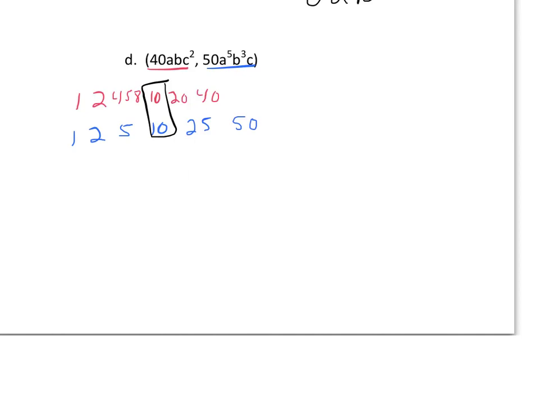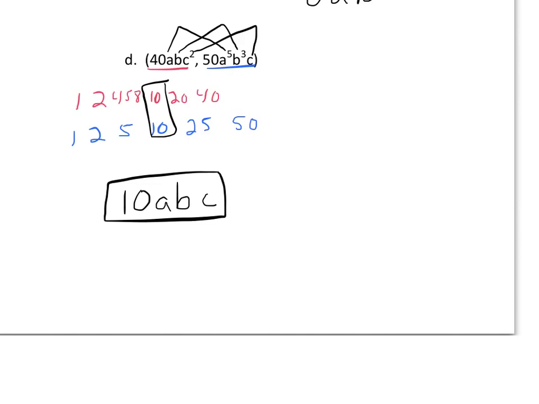That's one way of doing that. So we'd write 10. We look at the A's. There's an A in one of them, and then an A to the fifth in the other, so what they have in common is at least an A. That's all they have in common. The B's, they have at least a B in common. And C's, they have at least a C. So that would be the greatest common factor for that one.